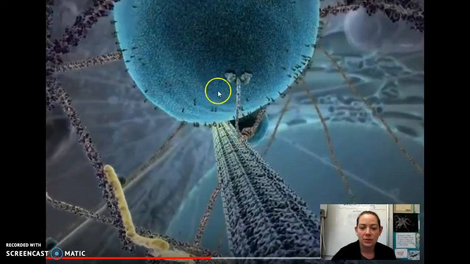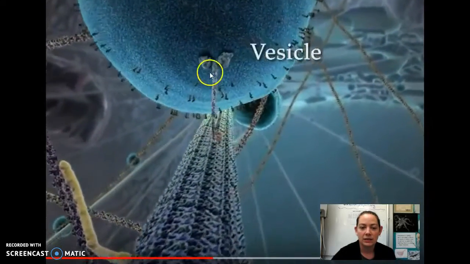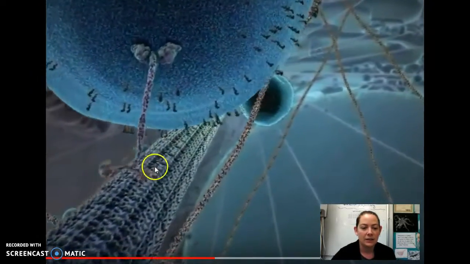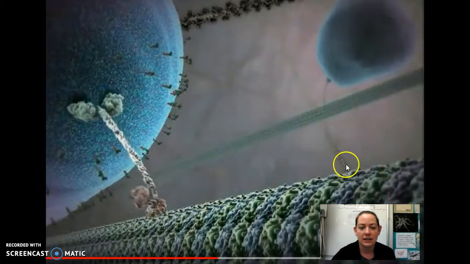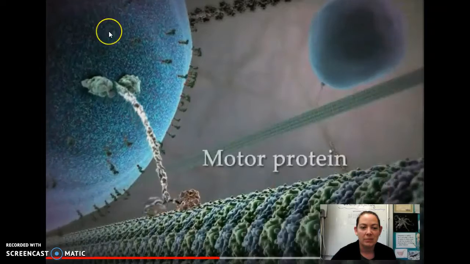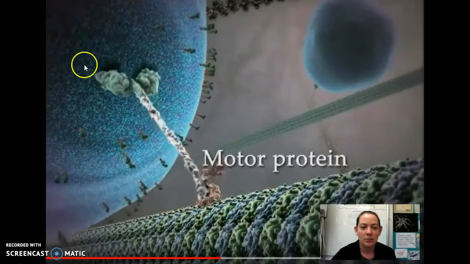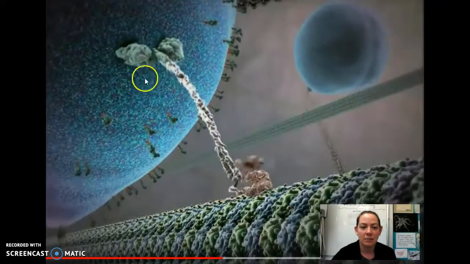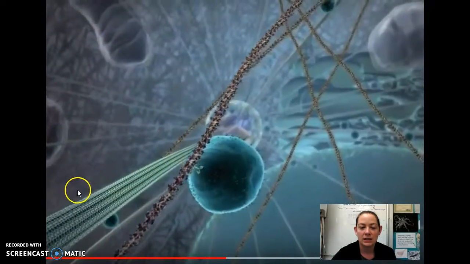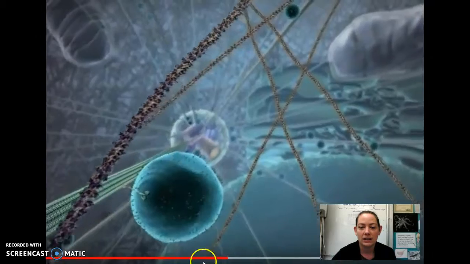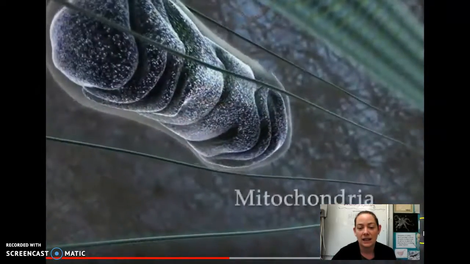Now this guy's really cool. This is a motor protein right here. He's got these little feet that just walk along the microtubules, and he carries this big vesicle around the cell. So remember, when something needs to move from one side of the cell to the other, it'll get put in a vesicle like this and get carried by one of those motor proteins along a microtubule down to the other side of the cell. That takes a lot of energy.